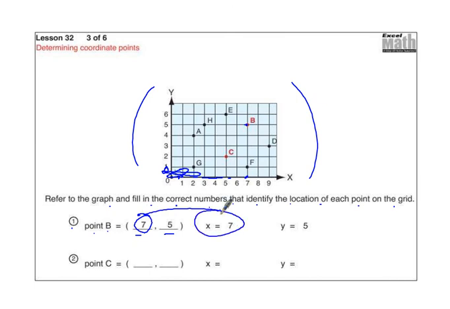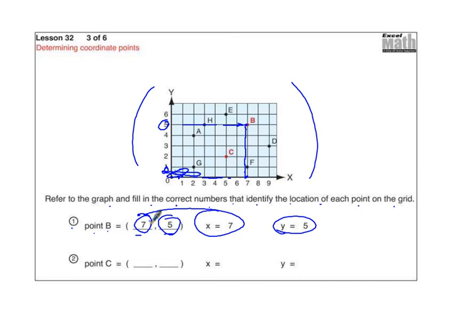X is 7. Once I get to 7, then I'm going to say, well, how far up do I have to go to get to that B? And if you look over here, you can see that I'm going up 5. And so the y is 5. 5 is the second number in my ordered pair.